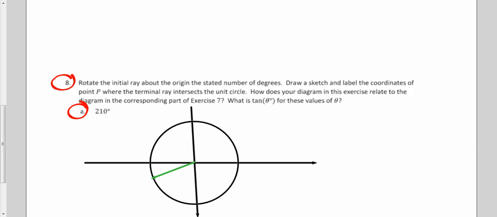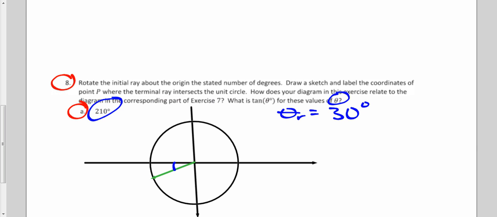Now, how far past 180 did I go to get to 210? 30. So what's my reference angle? 30. So theta equals 30 degrees. Actually, no, not theta. We'll go theta sub r for reference angle, because my theta is 210. Does it make sense how I use that little r there to set it aside from my other theta?